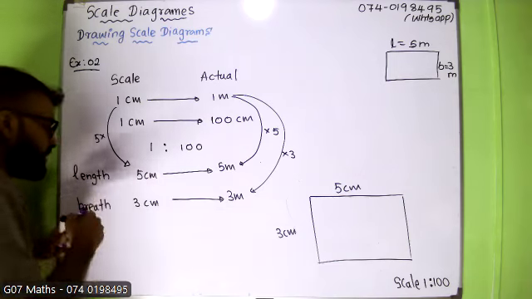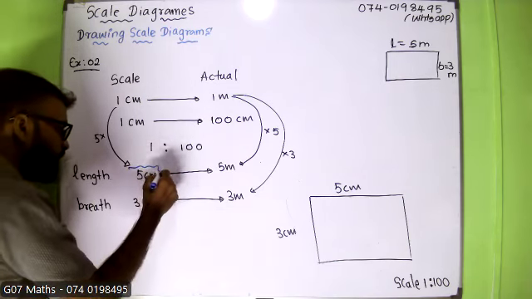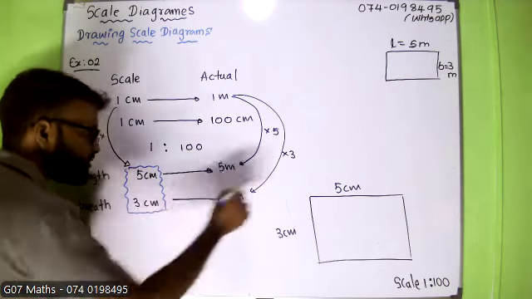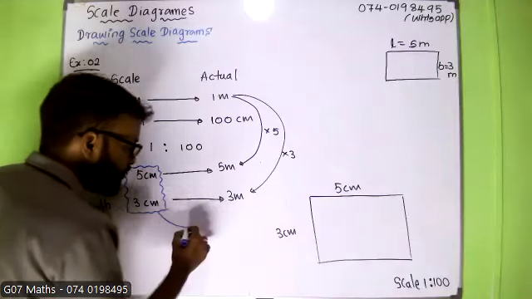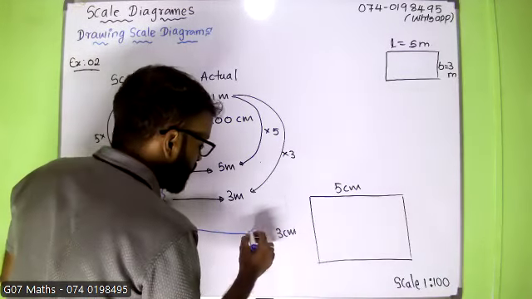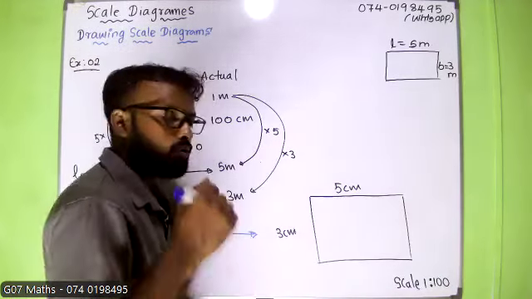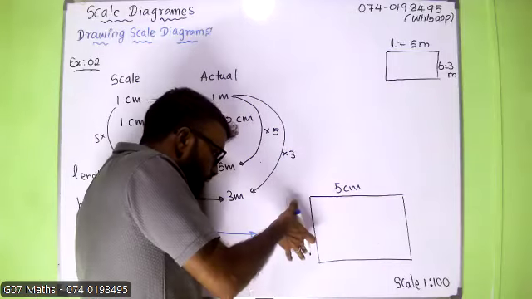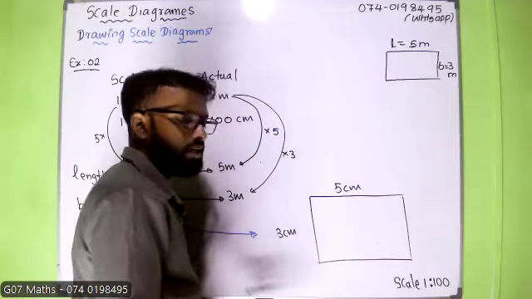So, these are the scale lengths that you need to use to draw the scale diagram. Right? So this is the scale diagram. So you can use these values. Now you can take the ruler and draw the length 5 centimeters, draw the breadth 3 centimeters.